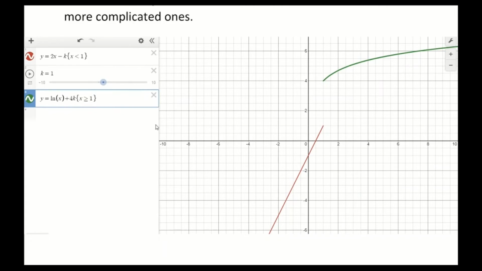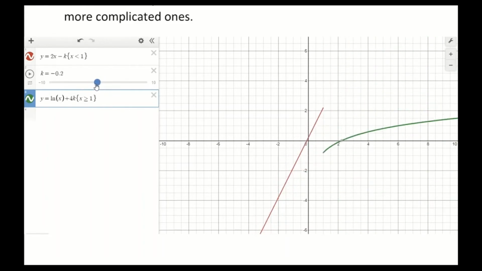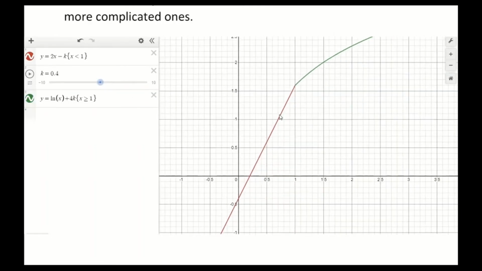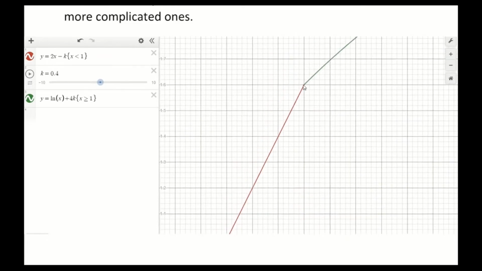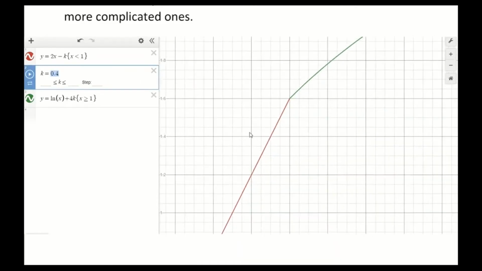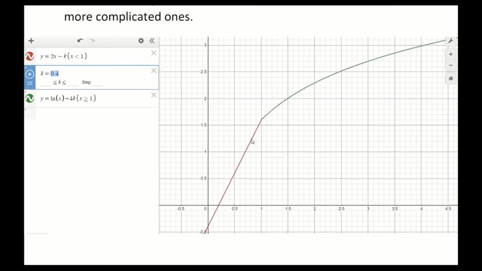So I've got this set up with the two equations, 2x minus k for when x is less than 1, and the natural log of x plus 4k for when x is greater than or equal to 1. And you can see that they're disconnected if k is 1. And as we change the value of k, we can kind of shift these around. And what we're looking for is the value that's going to make them connected so that the function can be continuous, right? We want the value of the function to equal the limit. Now, it looks like we're getting pretty close here. It looks like it's about 0.4. If I zoom in here, it looks like 0.4 might be our winner. Maybe it's 0.41. I mean, it's not 100% obvious, but if we get something that's 0.4 or around 0.4, we should be pretty confident that we got the right answer here.